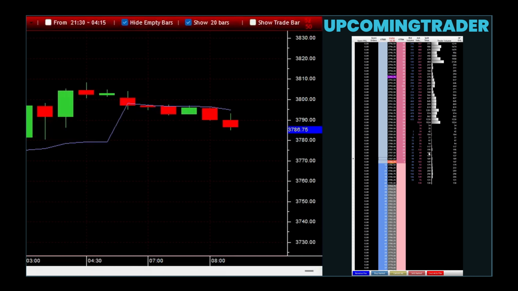Tweezer Tops are considered a bearish reversal pattern that typically occurs at the peak of a market trend. This pattern is characterized by two or more consecutive candlesticks that have roughly the same high point, indicating a strong level of resistance.